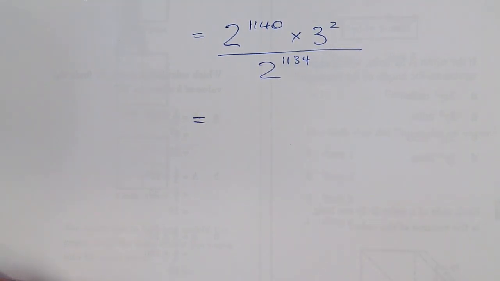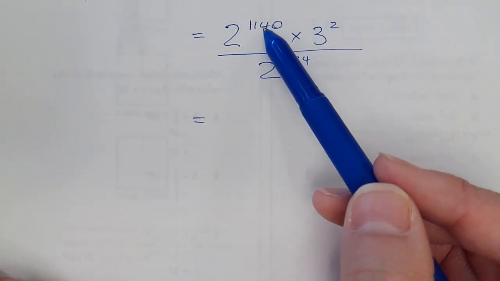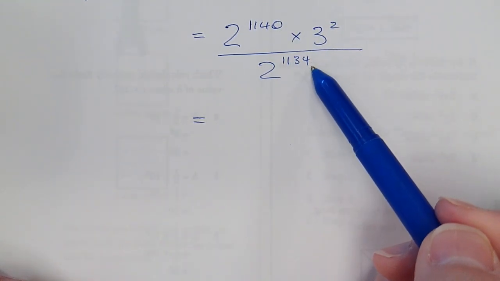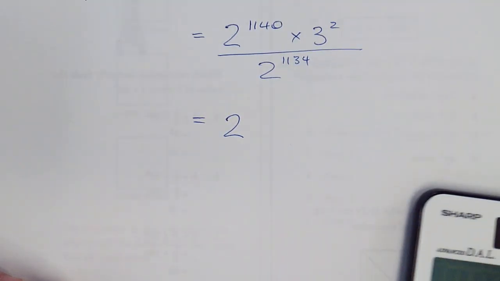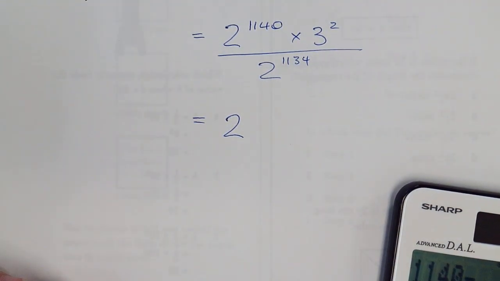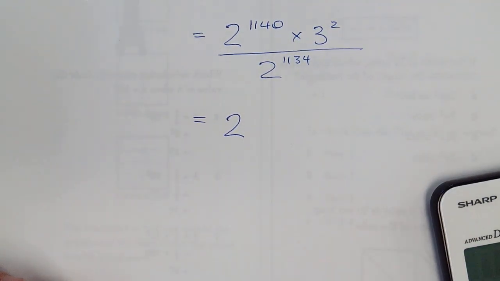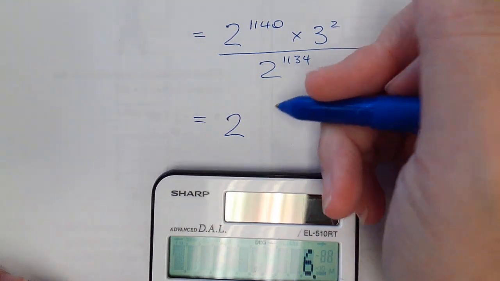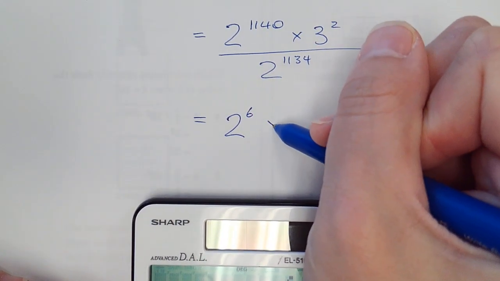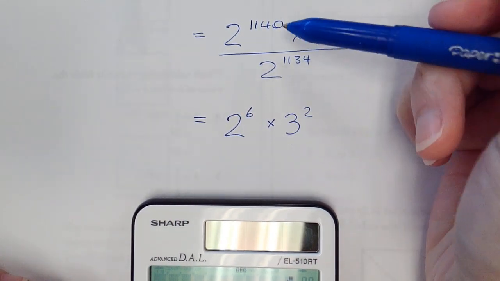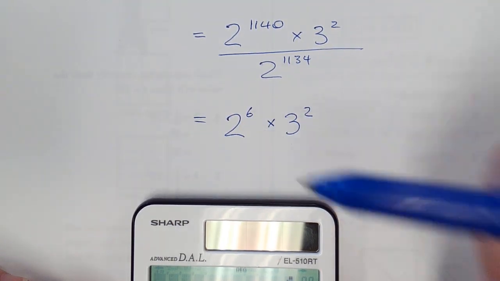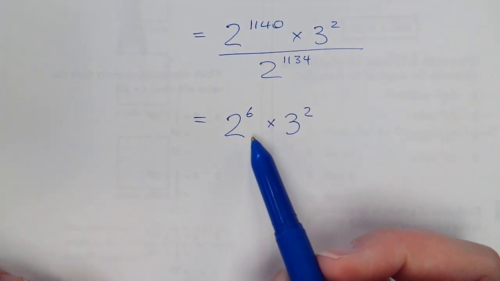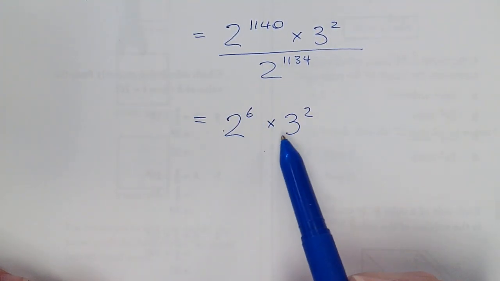Yeah. Good. Yeah, these two I can combine because they are both base 2. So 2 to the power of 1140, take away 1134, you get 6. Right? I wanted to show on the calculator, but okay. And then notice because I combined these two, that's why I don't have a denominator anymore. It's just that. All right. So no more denominator because I combined them.